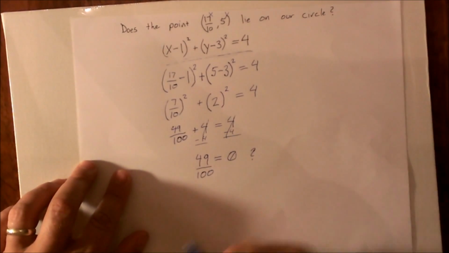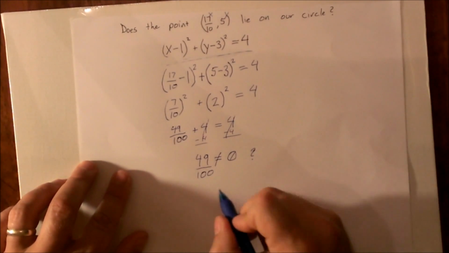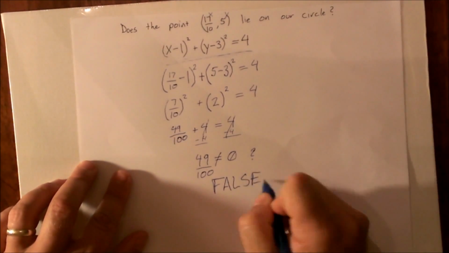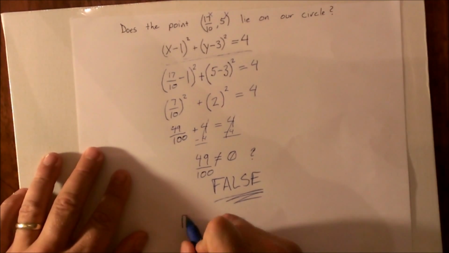After a little bit of algebra, 49/100 equals 0? No. This is false because 49/100 in fact does not equal 0, and we know that this point does not lie on our circle.